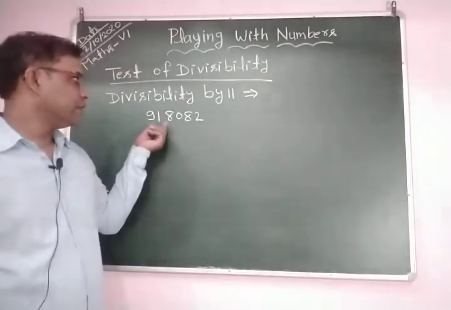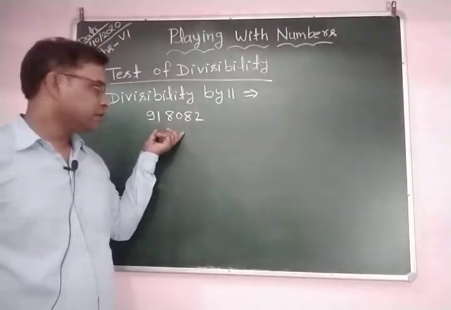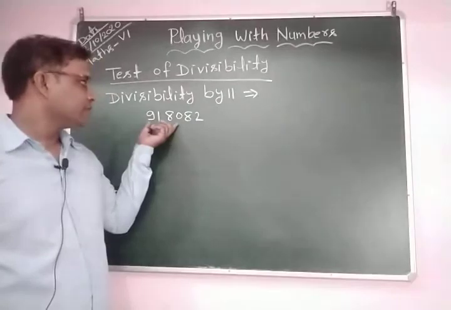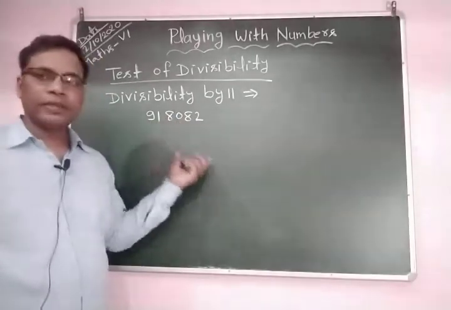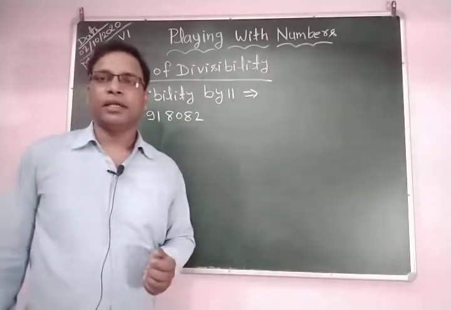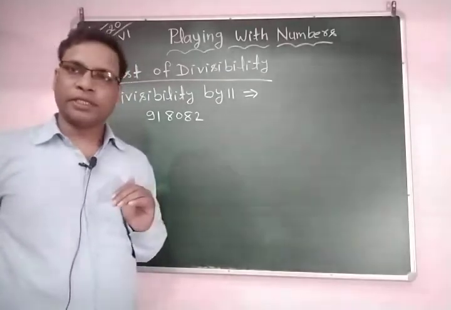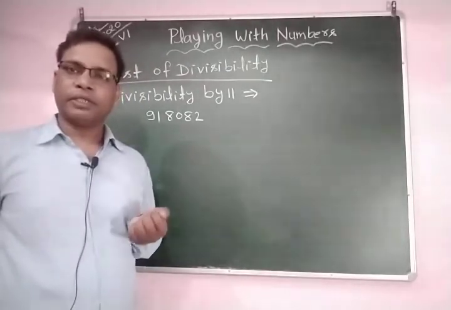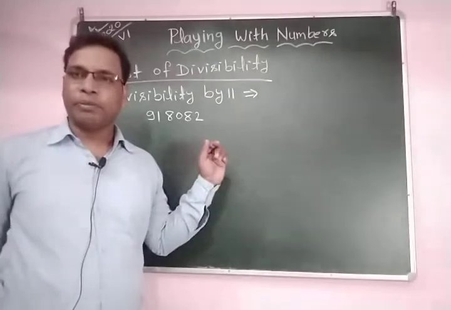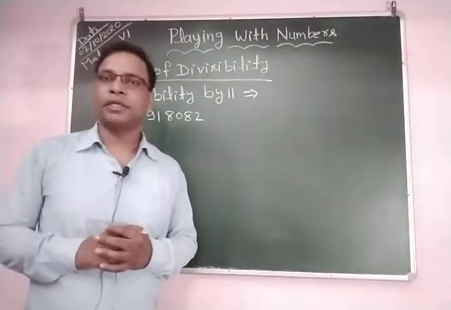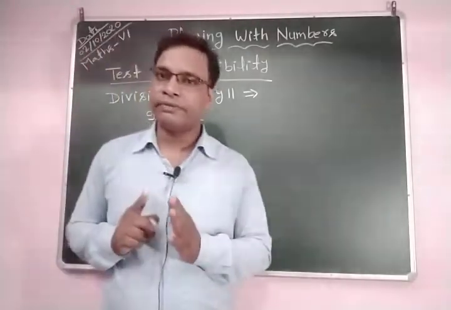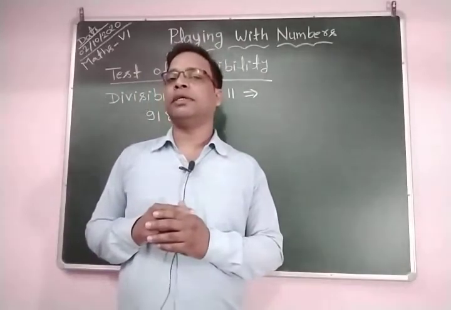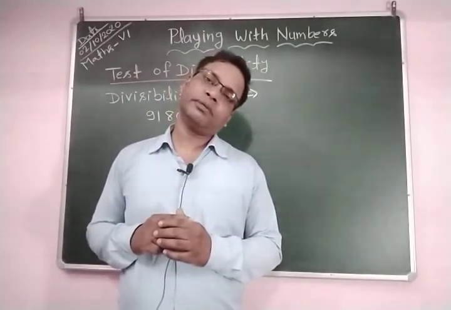Here you can see we take a number, and we want to know whether it is divisible by 11 or not. How can you find out? First we find the sum of digits at even places and the sum of digits at odd places. After this we find their difference. If the difference is 0 or divisible by 11, then this number is divisible by 11.